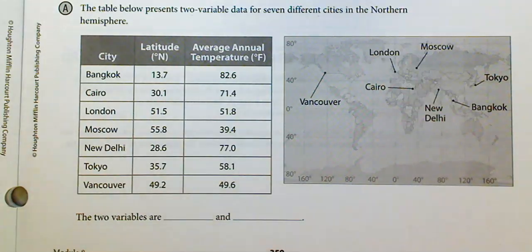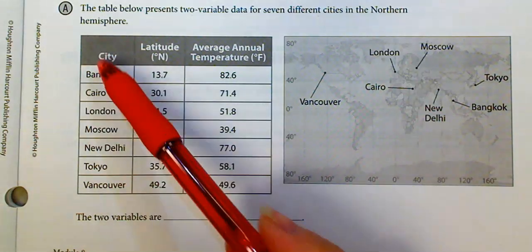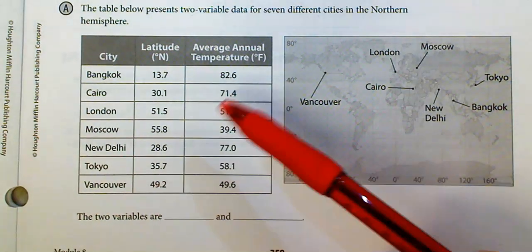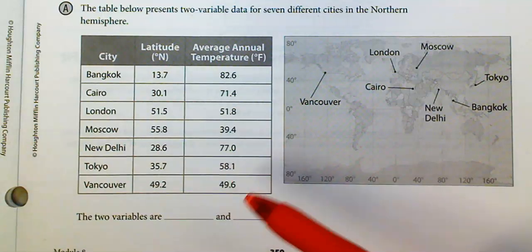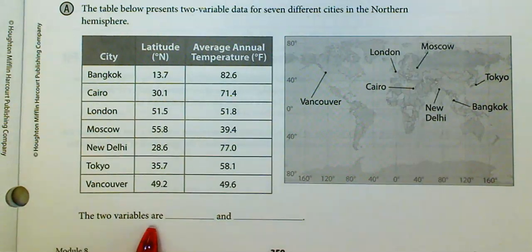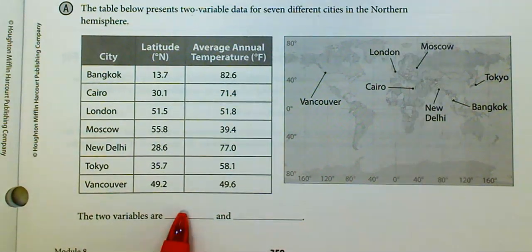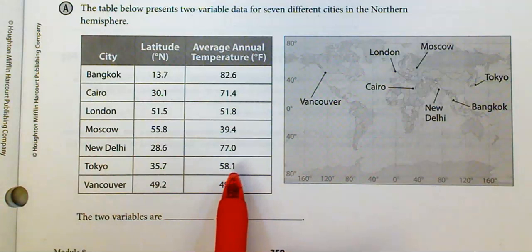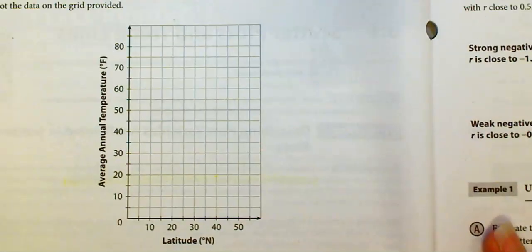All right, at the bottom of page 359, we have a table listing several cities, their latitude, they all happen to be in the northern hemisphere, and then their average annual temperature in Fahrenheit. First of all, your two variables are latitude and average annual temperature, okay? And you can take all of these ordered pairs and plot them on a graph, which is what they want you to do right here.